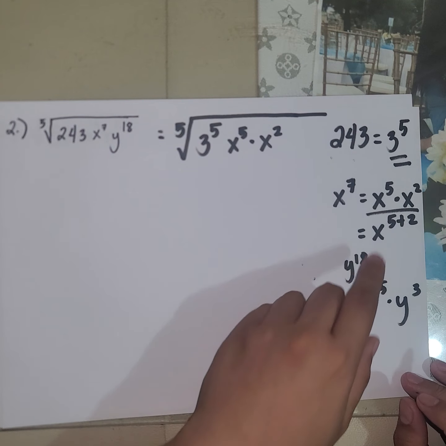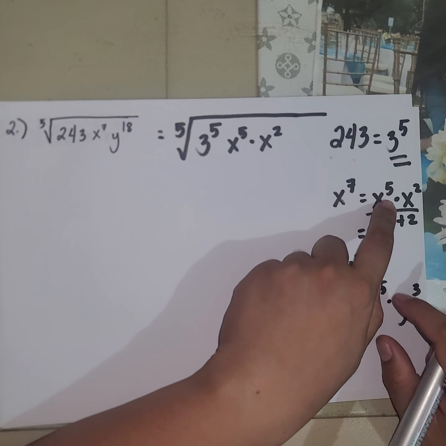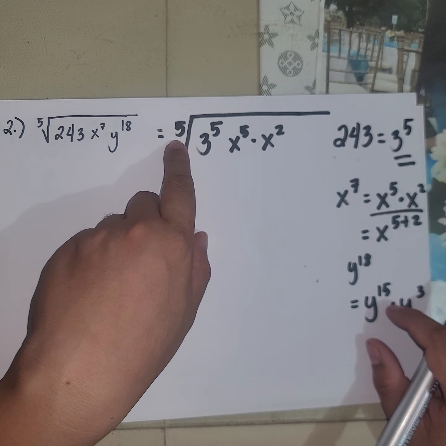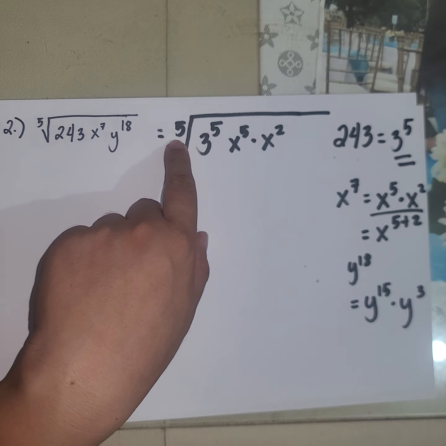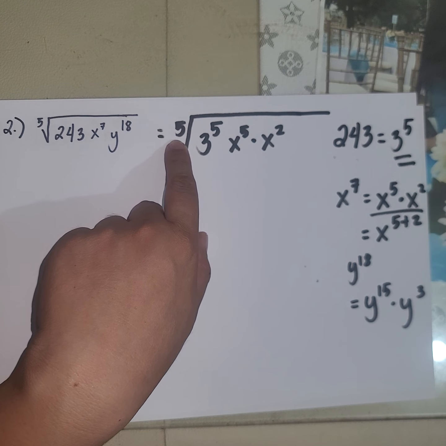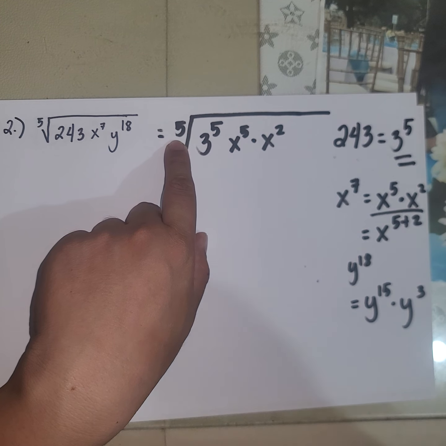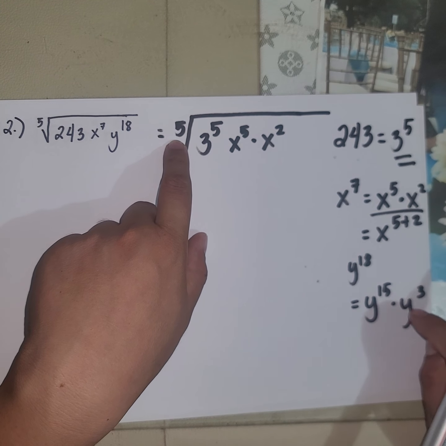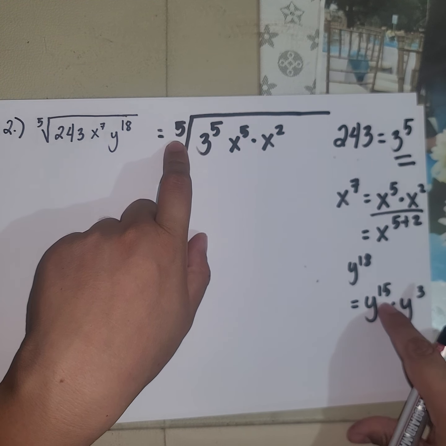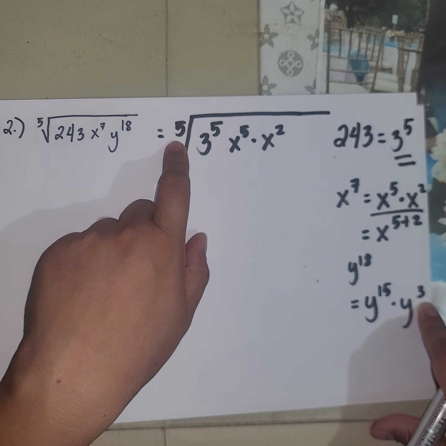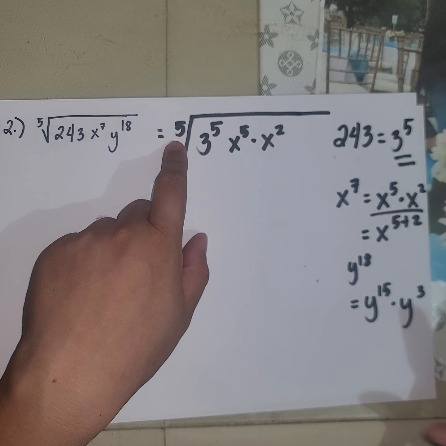Tandaan that yung isang exponent dapat divisible dun sa index number. Dapat very close siya. And bakit 15 and 3? Pwede namang ibang number.